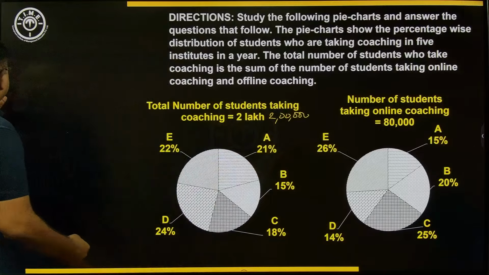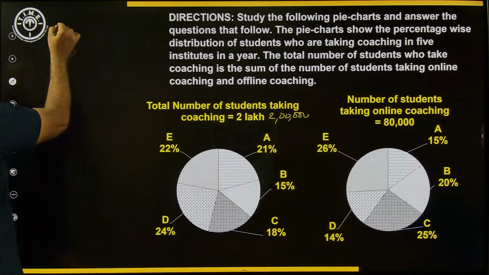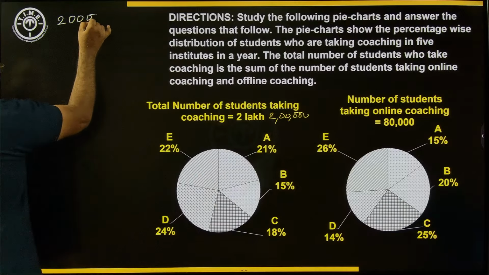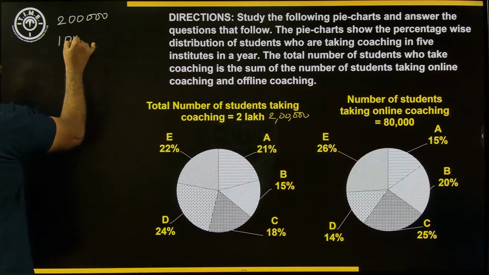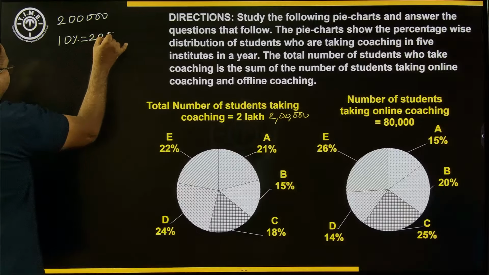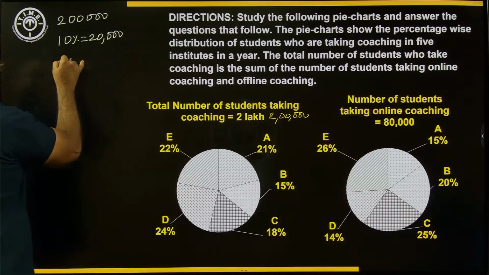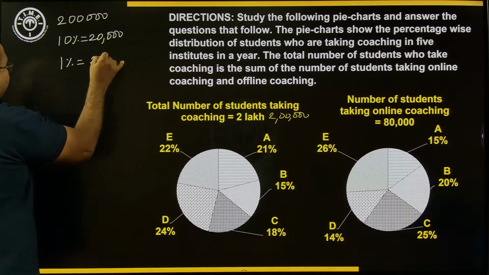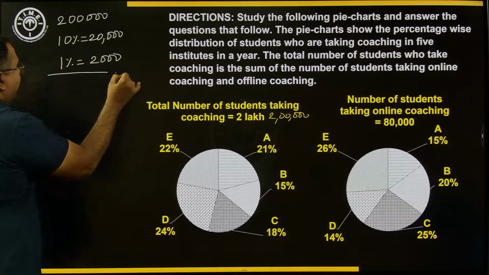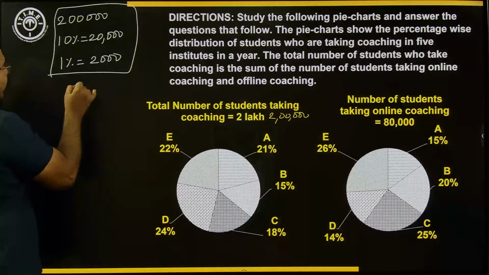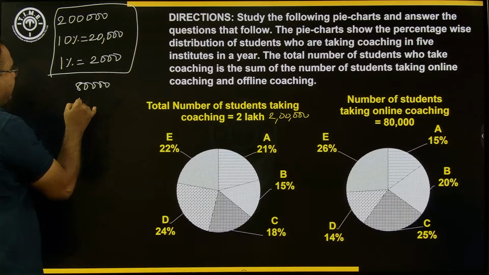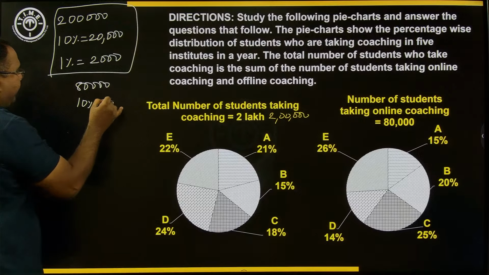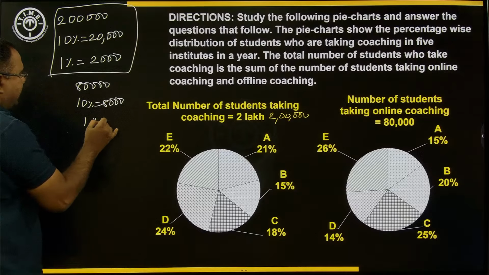Right? How much is 10% of 2 lakh? If I take 2 lakhs, how much is 10%? 20,000. You have to put a point after one digit. 1%, it is 2,000. Similarly, you take 80,000. How much is 10%? 8,000. How much is 1%? 800.